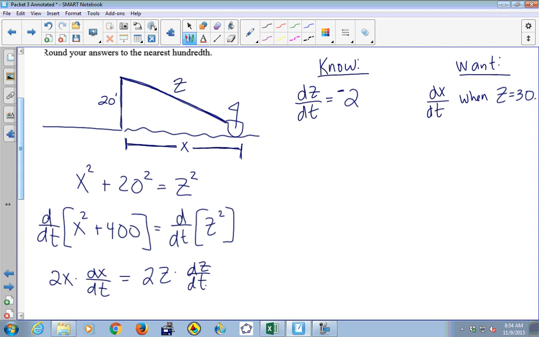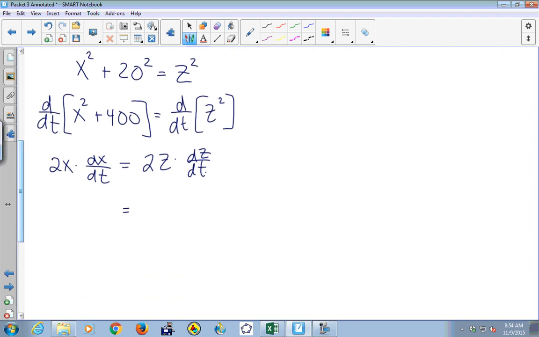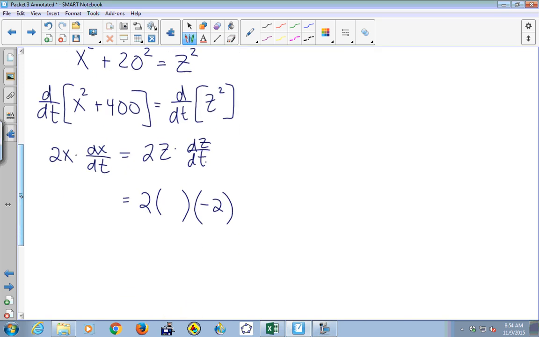Okay, so now I can plug in stuff that I know, and hopefully the only thing left after I plug in the stuff that I know will be the thing that I want to know, and I can solve for it. So I'm going to replace dz dt with a -2. Z I know is going to be 30 because I want to know dz dt when z is 30. And then dx dt is what I want to know. So I'm going to leave that as a variable.